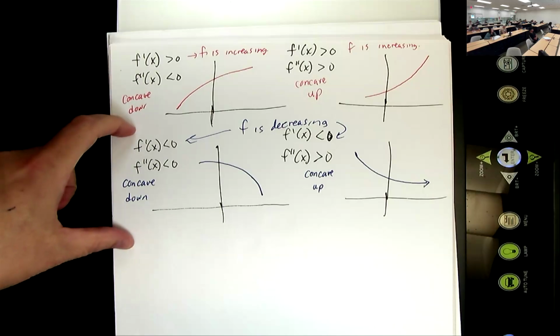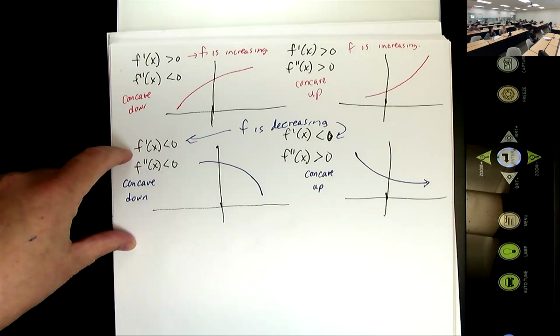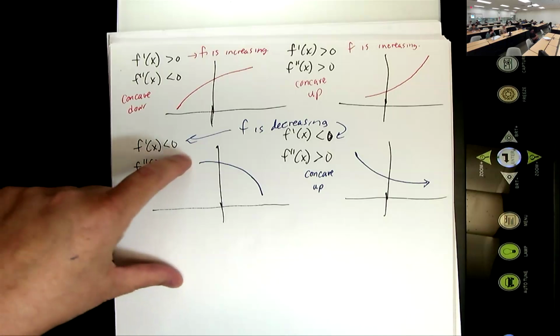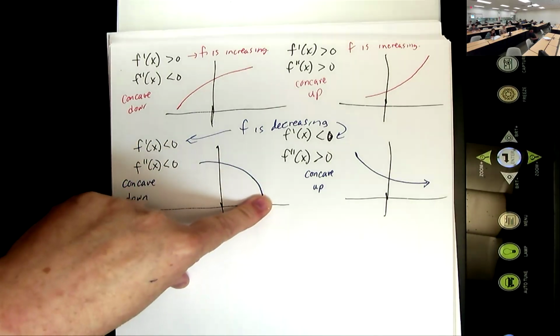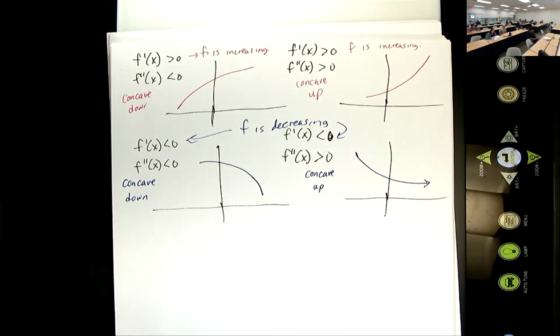On the lower 2 graphs, the first derivative is negative. So the slope is negative, it's going down from left to right. But there's 2 ways that can happen. It can be going down even faster. Or it can be still flattening out. Kind of thing.